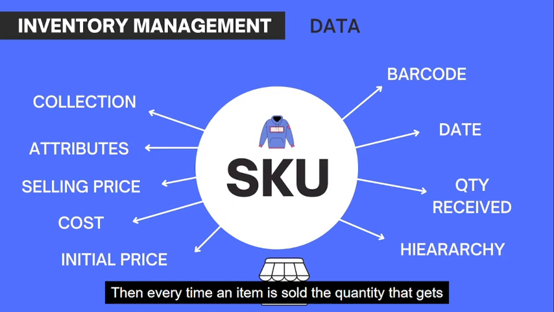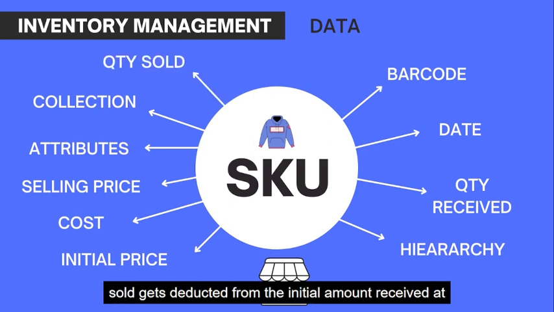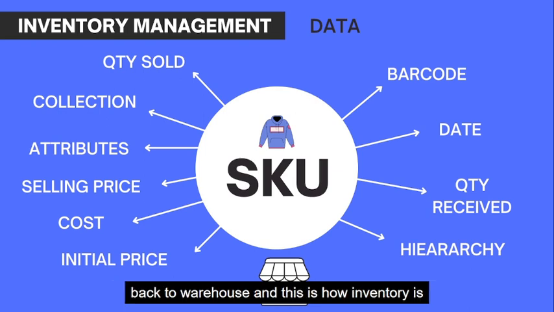Then every time an item is sold, the quantity that gets sold gets deducted from the initial amount received at the beginning. Same as when the item is scanned from one store to be transferred to another store or back to the warehouse. And this is how inventory is tracked, and this is why it's important to apply barcodes and scanning at each step.